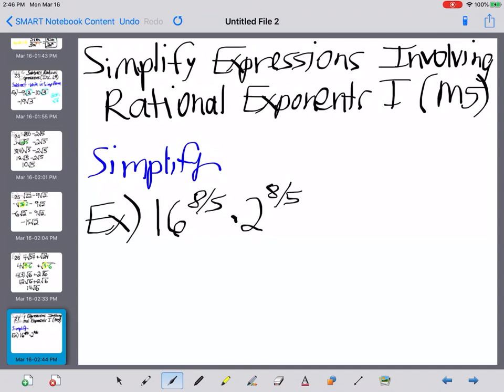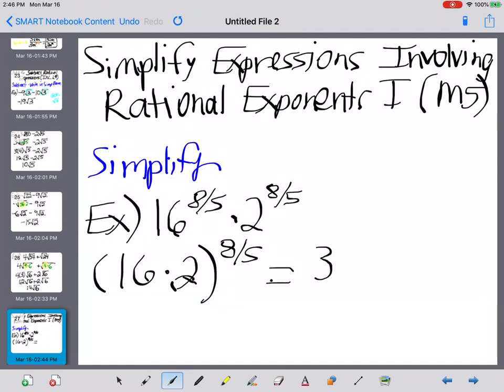So kind of going back to the same rules we did in M2, we're going to just group them. So we're going to do 16 times 2 because they both have the same exponent, and then they're both to the exponent of 8/5. So 16 times 2 is 32. So we're going to have 32 to the 8/5.